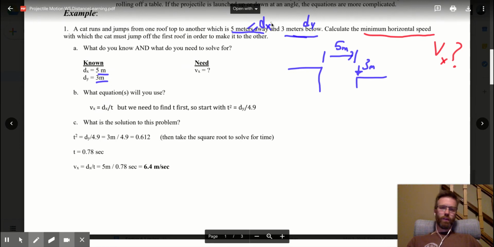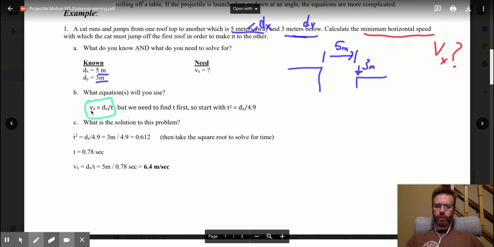Well, we need a tool that has a relationship that ties these three things together. And that would be one of the two to use. That would be the horizontal distance equation. And in this case, we don't know vx, but we do know dx. Oh no, we don't know the time. Well, don't worry. If you get stuck, then you switch and grab the other equation. This person has already rearranged this equation for us. It says t squared equals dy over 4.9.